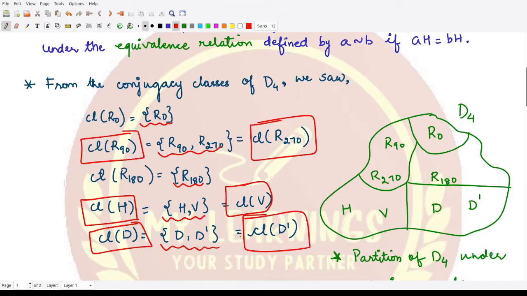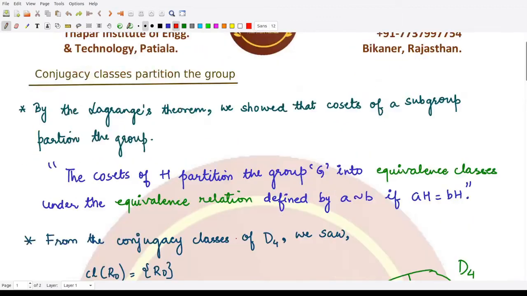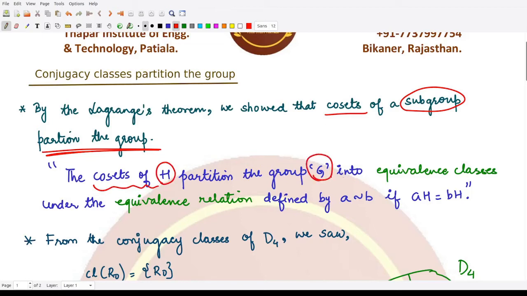Having made this observation, if you remember, using Lagrange's theorem we also showed that the cosets of any subgroup partition the group, right? Because I mentioned in the previous video that the cosets of some subgroup H of the given finite group G partition this group G into equivalence classes, right?